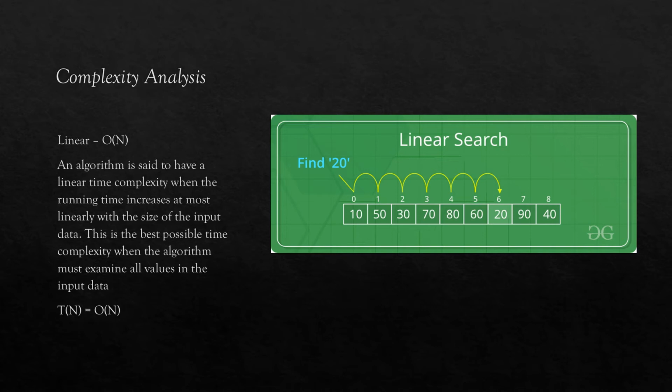So the algorithm looks at every index of the array from 0 to 6 to find 20, which means it looks at the value at 0 and compares it with 20. If not found, it moves on. So in the worst case scenario, if 20 is the last element in the array, let's say at position 8, the algorithm has to examine all the positions from 0 to 8, which means the algorithm is growing linearly with the size of the input n. So the time complexity is determined as T of n equals O of n, where n is the size of the input.